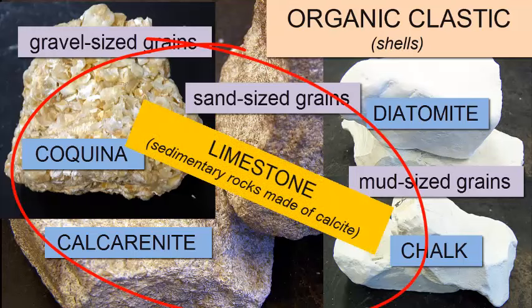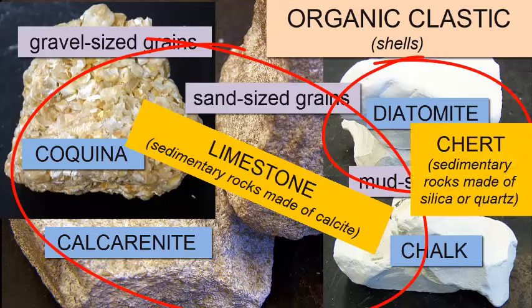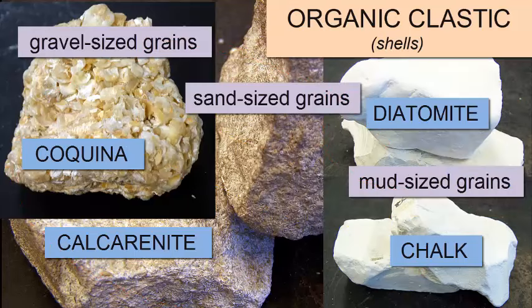Good to know that that term is often used to describe any and all sedimentary rocks made primarily of carbonate minerals. The same is true for silica shells and the rock being called chert. For purposes of this lab class, be sure to give the rock the more detailed, unique name.